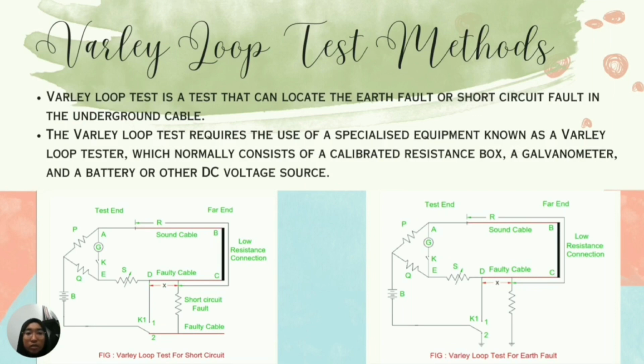The Valley loop test requires the use of specialized equipment known as a Valley loop tester, which normally consists of a calibrated resistance box, a galvanometer, and a battery or other DC voltage source. So the figure below shows the Valley loop test for short circuit and the Valley loop test for earth fault.